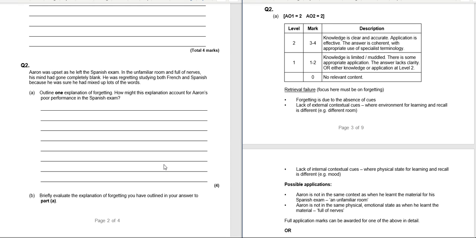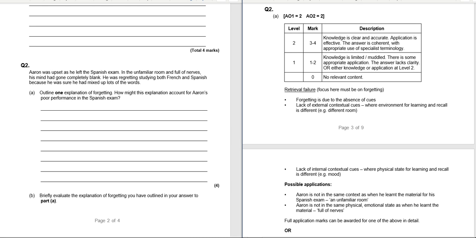You've got to actually say, therefore, this is context dependent forgetting, because he learnt in one context, i.e. in a particular classroom, and then he had to recall in an unfamiliar room. This is different because the cues wouldn't have been present. Again, Aaron, when he learnt in quite a stable state, but when he actually went to recall, he was in quite an emotional, anxious state, and therefore he was not able to recall.